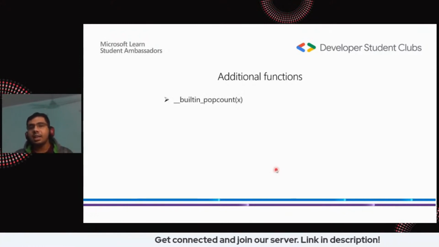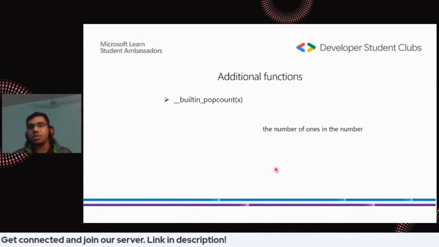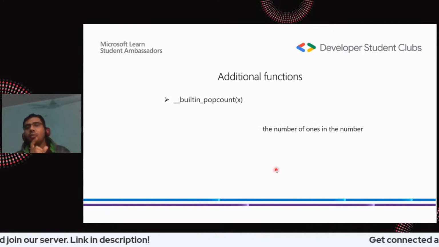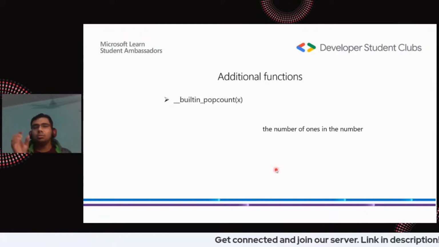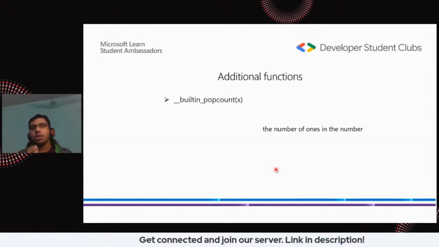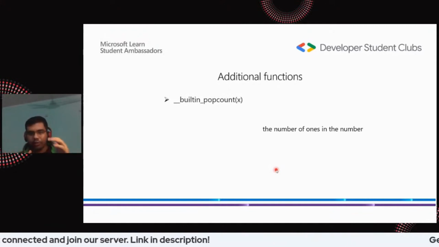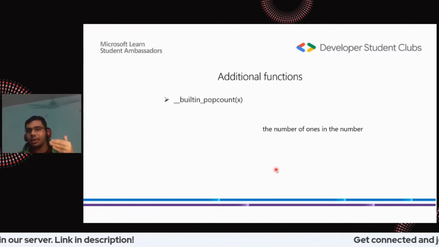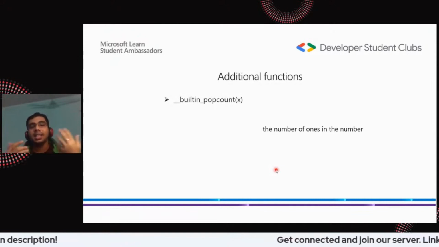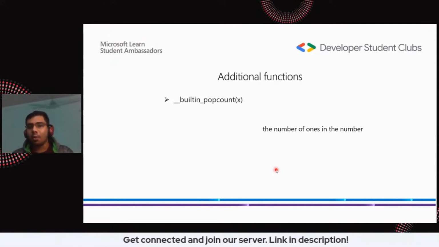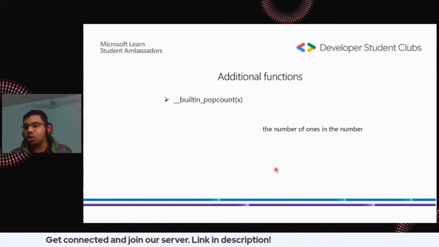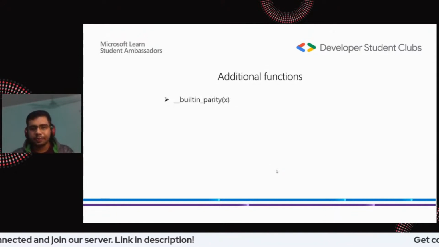The next one is __builtin_popcount, and you give the number as the parameter. What it does is return the number of ones in the number. So you don't need to count the number of ones by writing a big function, but the G++ compiler gives us the opportunity to use its inbuilt functions. That's built-in popcount, which does the job of counting the ones.